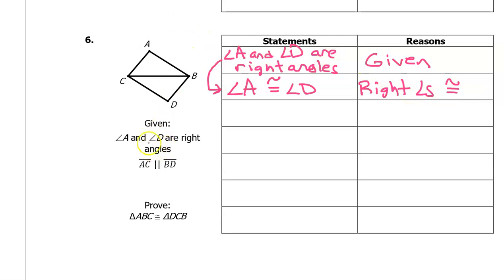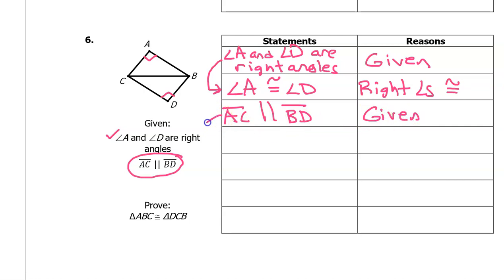Time to move on to the given. So we did that first one. Now we have AC is parallel to BD. Let's write that down. Oh wait, let's mark this. A and D are right angles, so we should put that in the picture. A and D. Now, segment AC is parallel to segment BD. That's given.